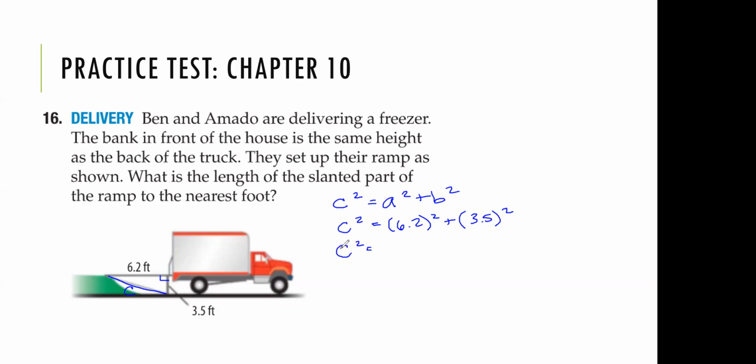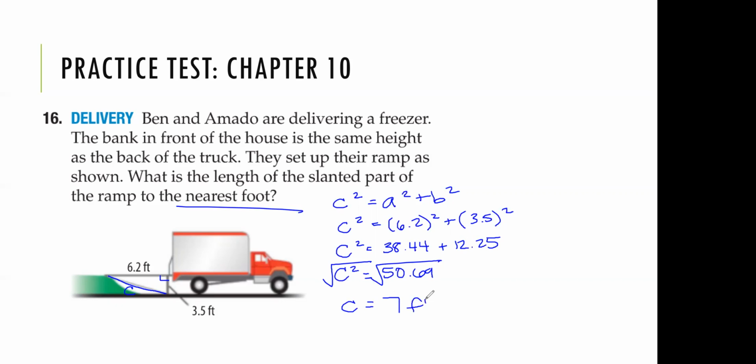When we do that, 6 2/10 squared is 38 44/100. 3 1/2 squared is 12 25/100. When you add that together, you get 50 69/100. And then punch that into your calculator, take the square root, and you're going to round to the nearest foot. And when you do that, you get 7 feet. Okay?